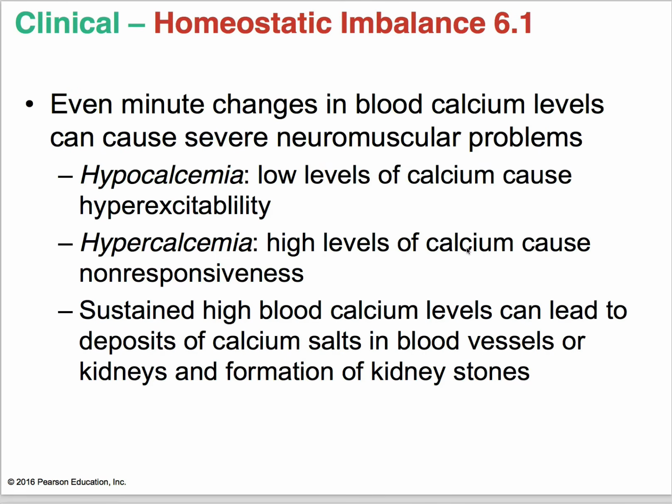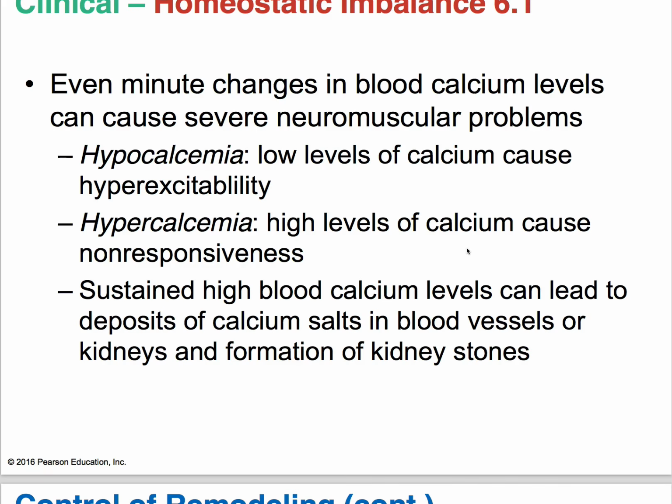What's important to understand is that even small changes in blood calcium levels can cause severe neuromuscular problems. If you have too little calcium, hypocalcemia: the suffix emia means blood condition, calc means calcium, and hypo means low. So a blood condition of low calcium. What this will cause is hyperexcitability in neuromuscular tissue. Hypercalcemia, high levels of calcium, causes non-responsiveness in neuromuscular tissue. Now, when you have sustained high blood calcium levels, this will lead to deposits of calcium salts in the blood vessels, kidneys, and other soft organs. This is going to impair function of these organs, and in the case of kidneys, for example, it's going to cause stones to start forming.